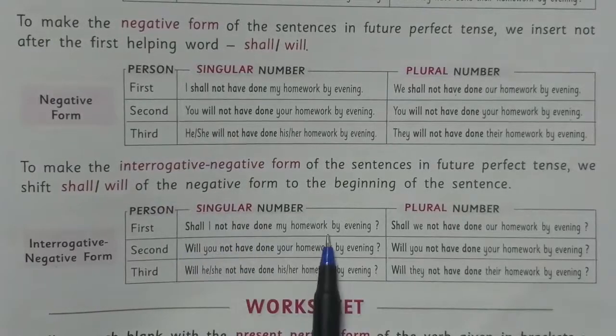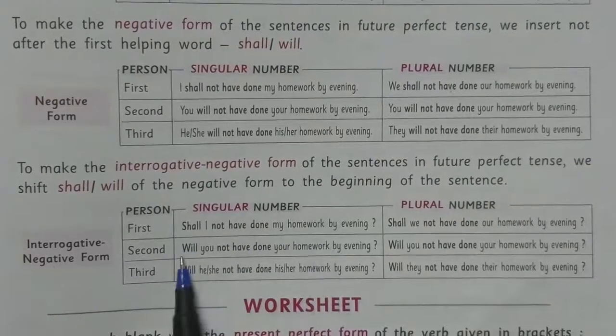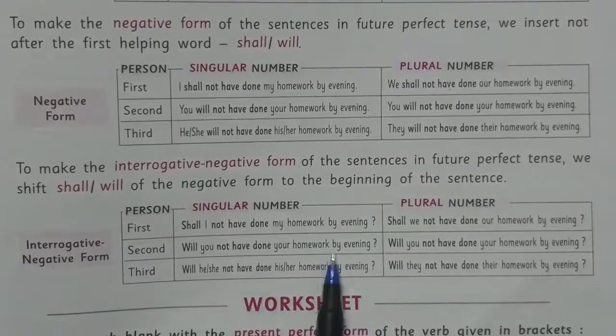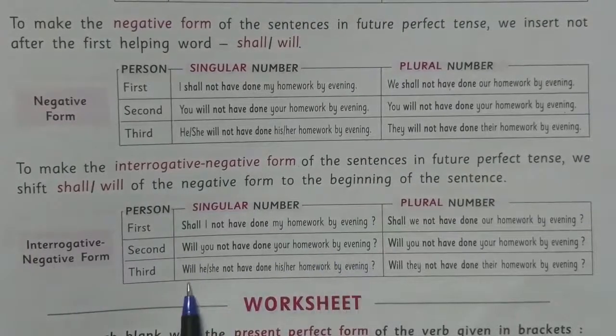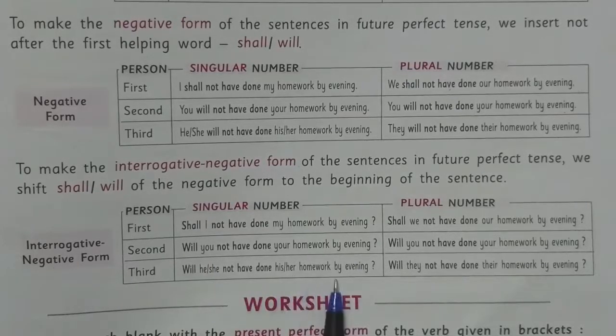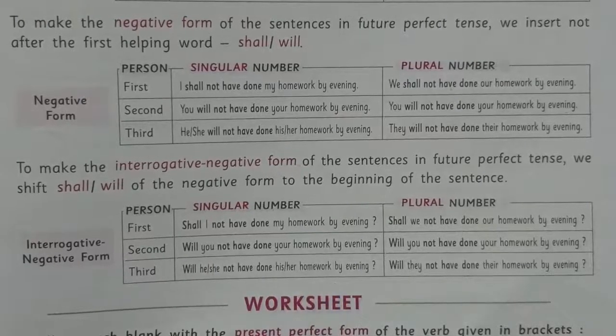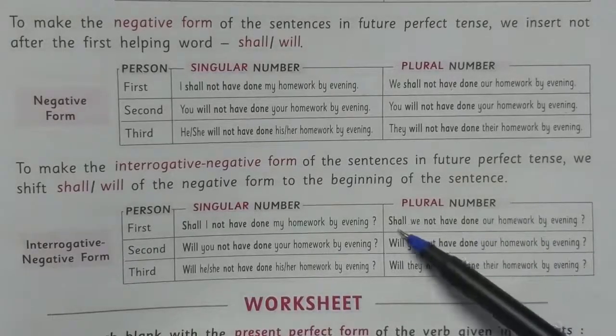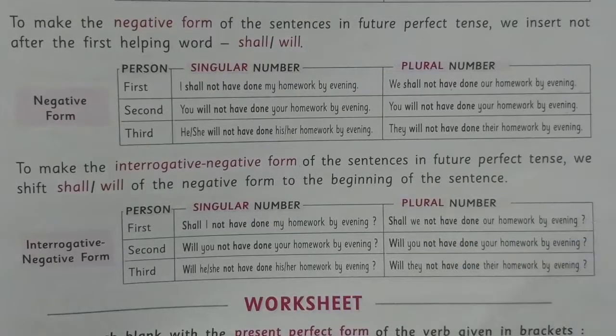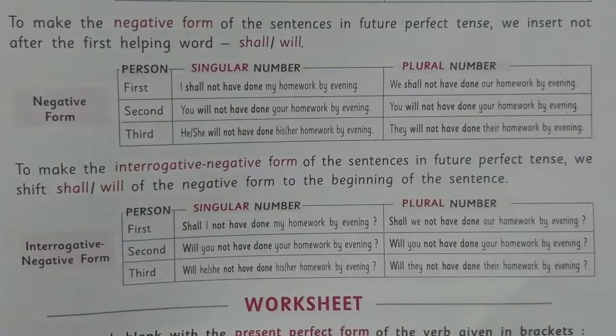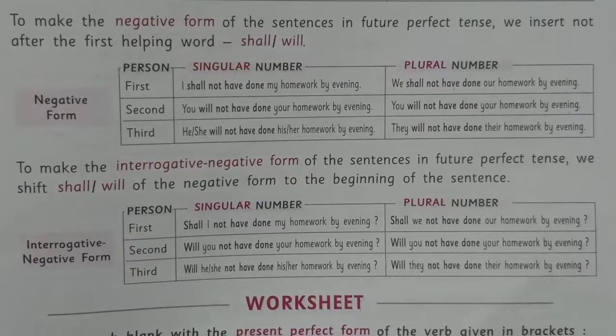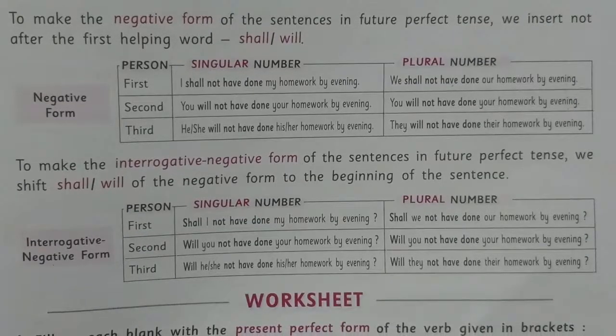shall I not have done my homework by evening? Will you not have done your homework by evening? Will he or she not have done his or her homework by evening? In plural number, shall we not have done our homework by evening? Will you not have done your homework by evening? Will they not have done their homework by evening?